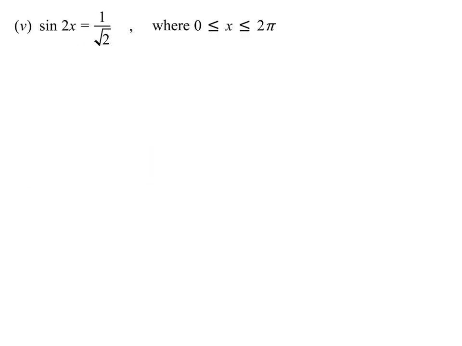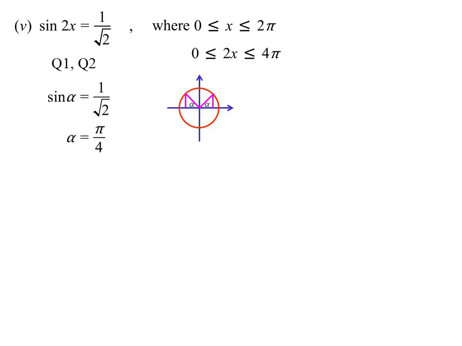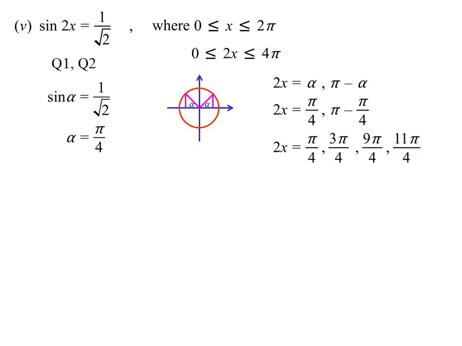Sine 2x. Well, if it's 2x, that means we're going around the circle twice. I want to be looking for answers between 0 and 4 pi. First and second quadrant, acute angle is pi on 4. So there's our 2 main ones, but we're going around twice. So I've got to add 2 pi to both of those. Divide by 2, we have our answers.